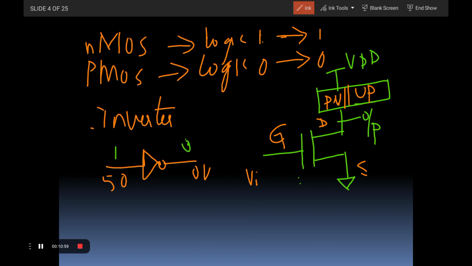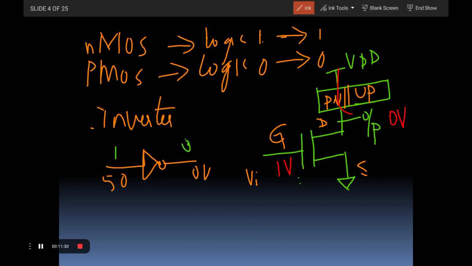Okay. So here, if you want to analyze the application of this, nMOS acts as an inverter. Suppose you are providing an input equal to 1 volt. This 1 volt is sufficient to turn on the nMOS transistor. Therefore, it is on. So there is no connection between VDD and the output point. Therefore, the output is equal to 0 volts only.